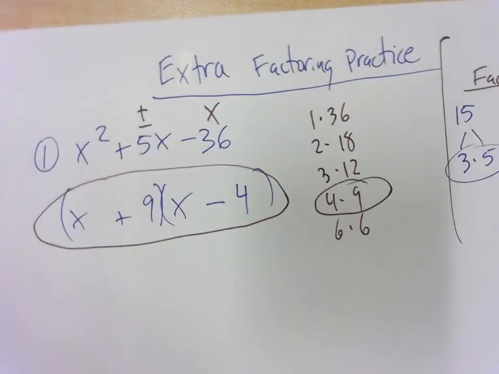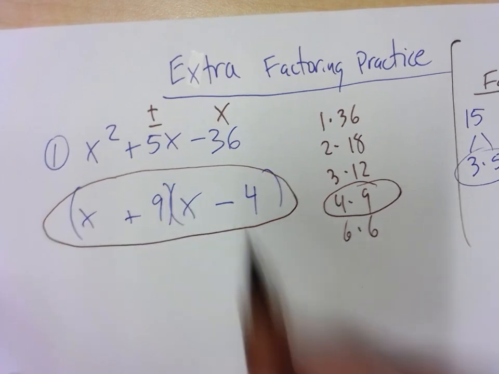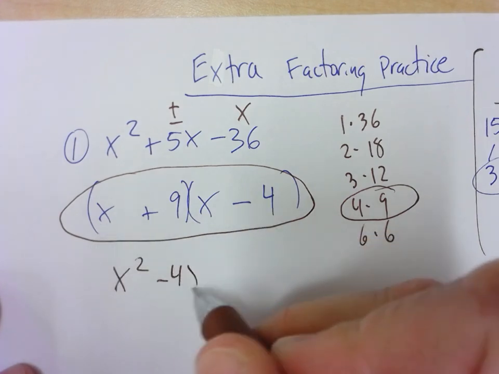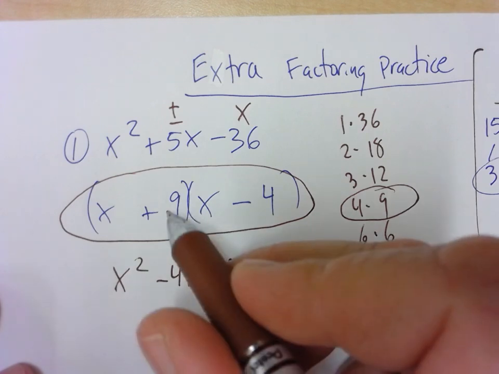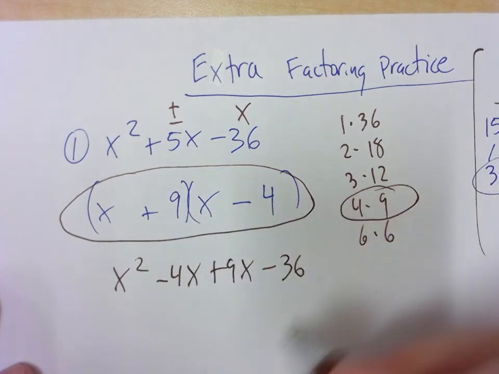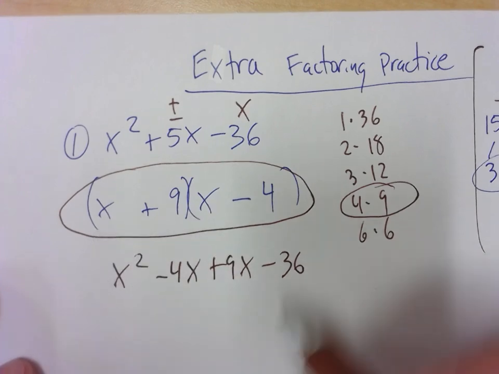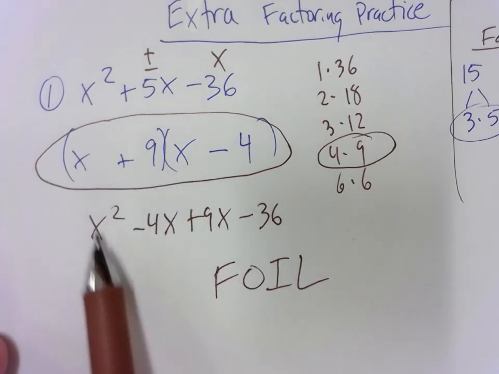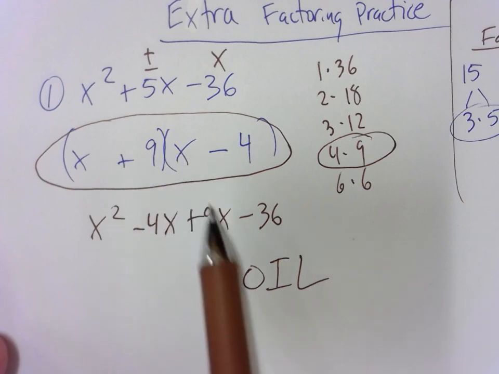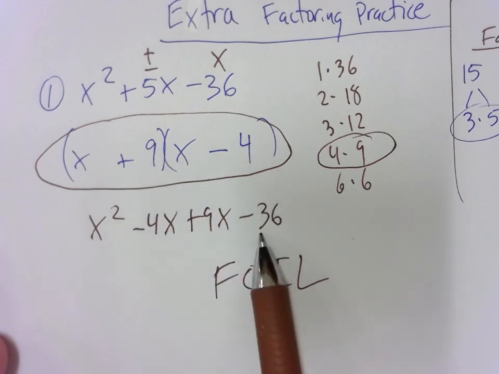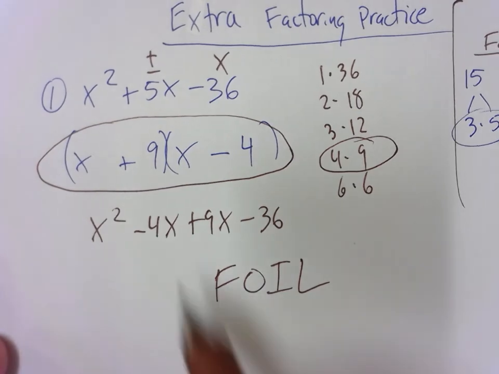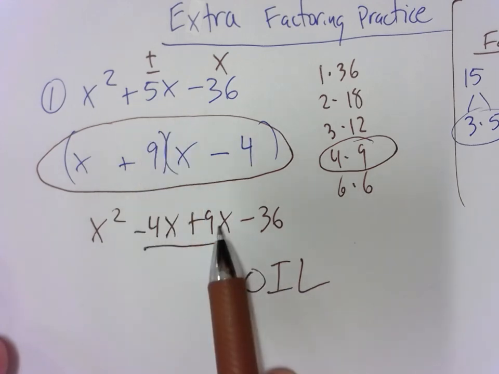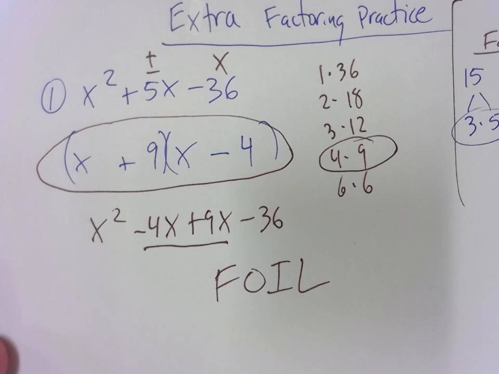Anyway, so we have this here. I do x times x is x squared. This times this is negative 4x. This times this is 9x. This times this is negative 36. So I did first, outside, inside, last, like FOIL, right? First things multiplied together, outside things multiplied together, inside things multiplied together, last things multiplied together. And then you put these together, and you get the 5 in the middle, because positive 9 minus 4 is the 5. So this is just me checking to make sure that it is correct.